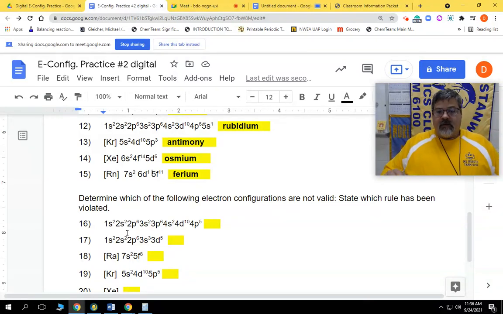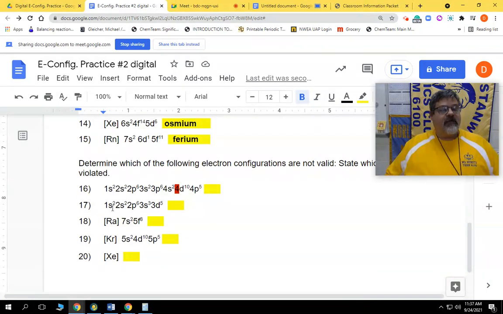So we also have to go by the correct order. So let's look at this. We have 1s2, good so far. 2s2, good. 2p6, good. 3s2, that's good. 3p6, good. 4s2, 4d10. Well, no, can't have that. This one right here has to change to a 3. So that right there is our mistake. So I'm just going to go ahead and highlight that with a red. We know that there's our mistake. Okay, so we'll just highlight the mistakes.